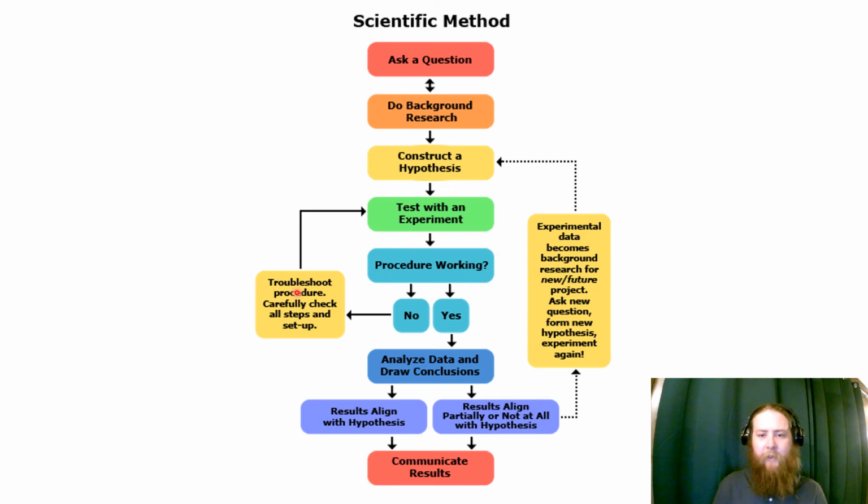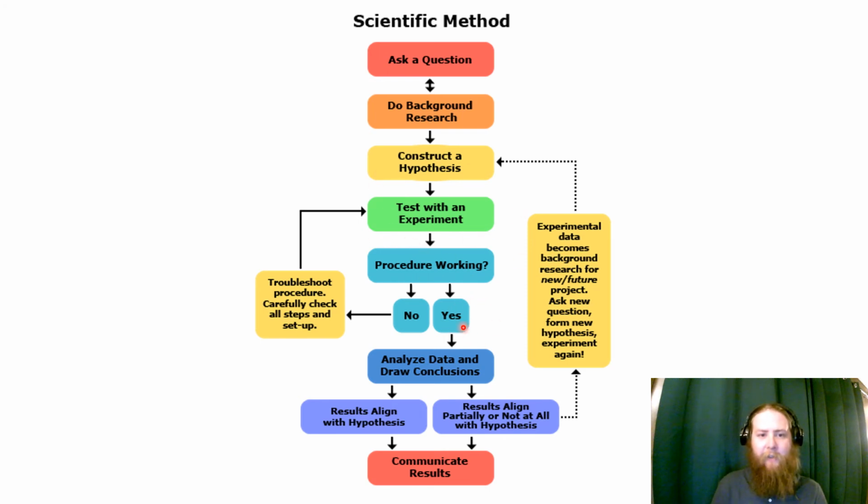For whatever reason, your experiment is not getting the information that you're looking for to test your hypothesis. So if your procedure is not working, you'll have to troubleshoot it, check all your steps, and then test again. If that still continues to not work, you might have to change something different. You have to change your hypothesis or change your whole experiment.